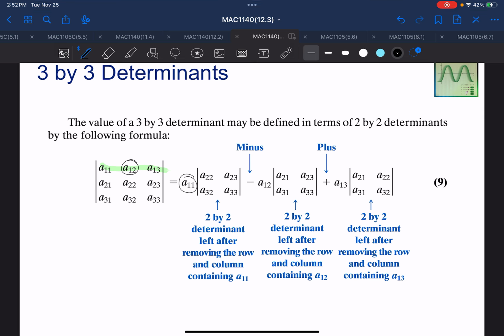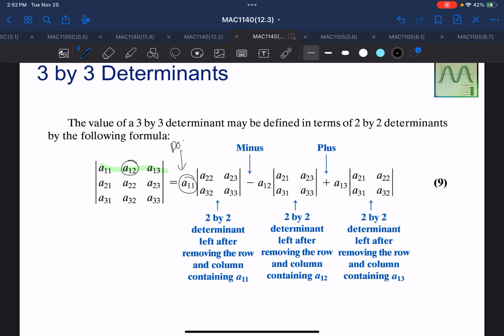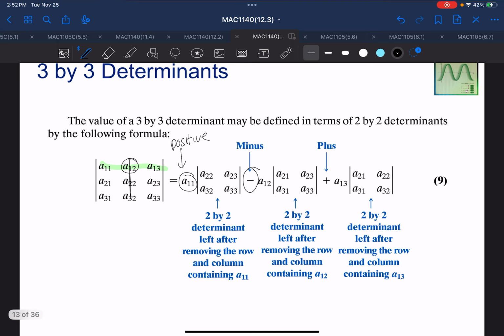And the next term will be multiplied by A sub 1, 2, but the signs have to alternate. So first it was positive, and then it's going to be minus for the second one. So this would be minus A12 times the determinant, again, of what's left after you cross out the column and the row that it's in. So that would be the A21, A23, A33. So that's the matrix that's left. And then again, the sign changes, so this becomes plus again.